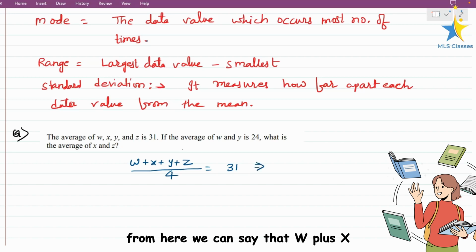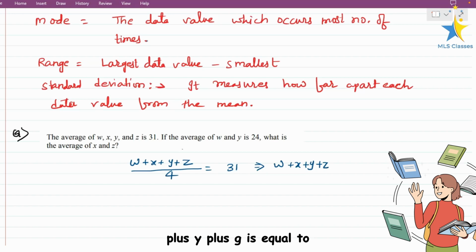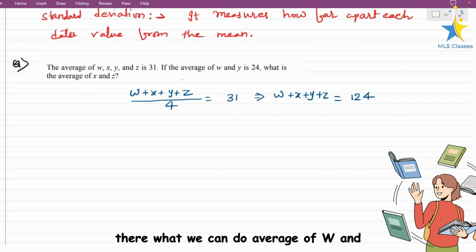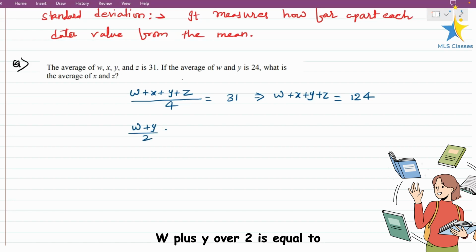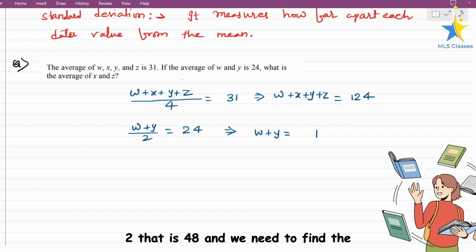That means from here we can say that W plus X plus Y plus Z is equal to 31 times 4, multiplying both the sides by 4. We will be getting 124. Now average of W and Y is given as 24. So we can say that W plus Y over 2 is equal to 24. And from here we can say W plus Y is equal to 24 times 2, that is 48.